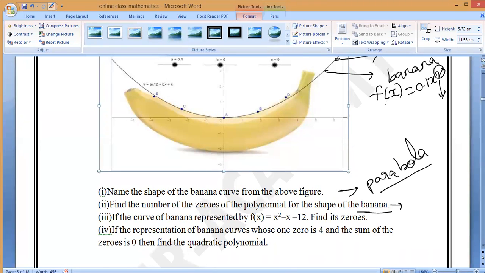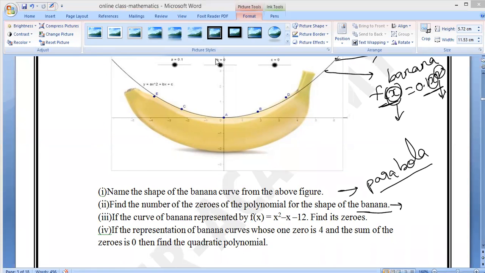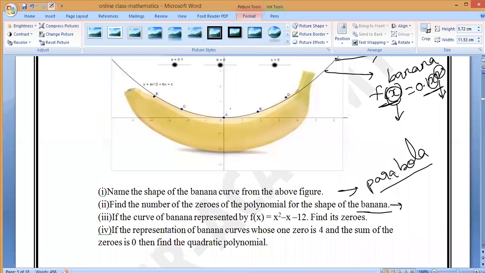See this function, f of x equal to 0. It means the x-axis, correct? Our polynomial function is in the form of x. So see the x-axis. The graph touches the x-axis how many times? One time, ma'am. So the number of zeros is 1, at the origin, correct? The number of zeros is 1, at 0.